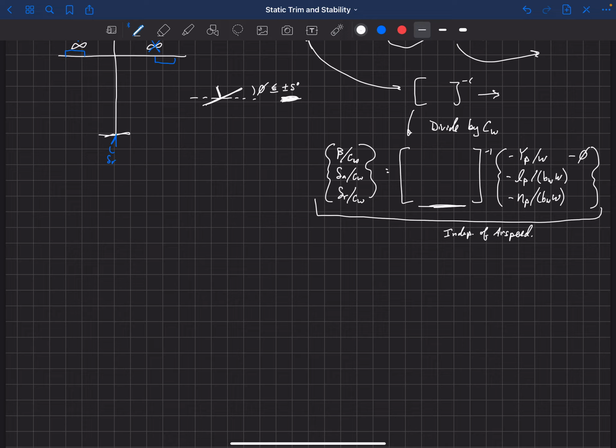So I'm just going to write that out here. We're going to get a beta over CW, and we're going to get some numerical value for that once we've plugged in all of this information on the right-hand side. Delta A over CW, we'll get some value for that, and then delta R over CW, we'll get some value for that. Okay, so these are ratios of our deflection per weight coefficient, basically. Okay, and so now we've got a value for this.